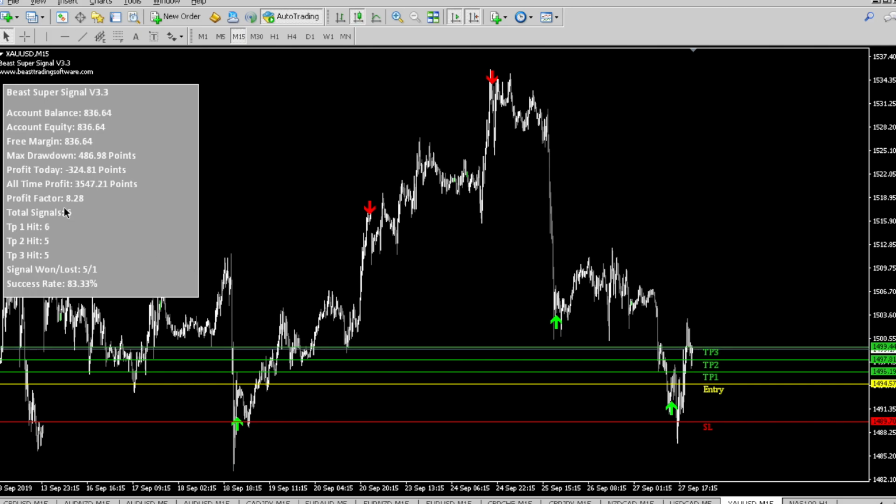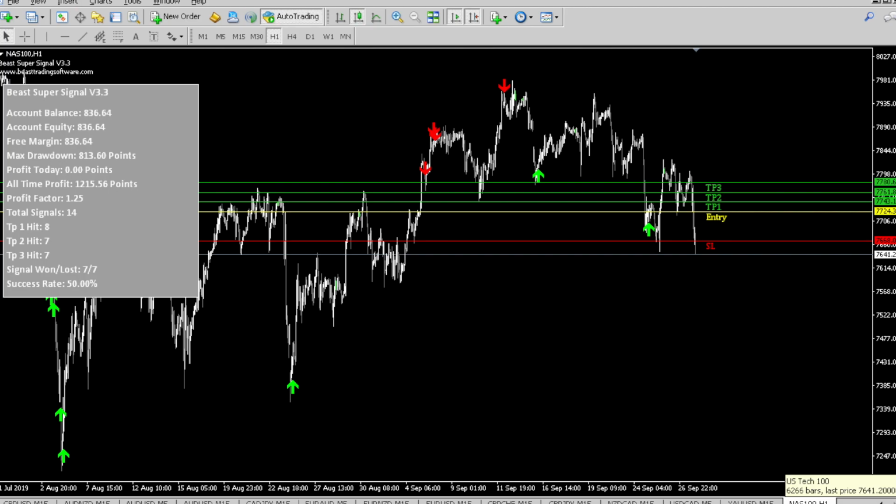But if you look at the stats on gold, we made 354 pips on the 6 signals we had. We had a very high profit factor, and with an 83% success rate. So gold did really pretty well in this last week.